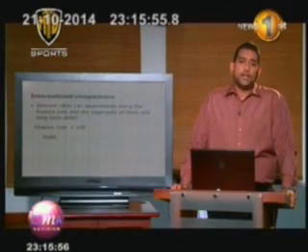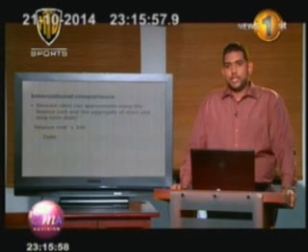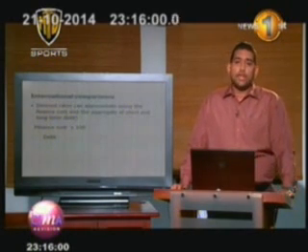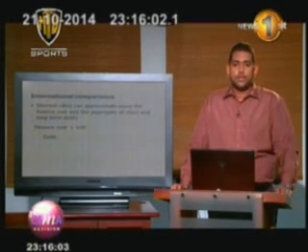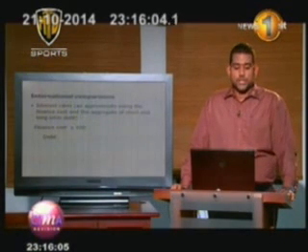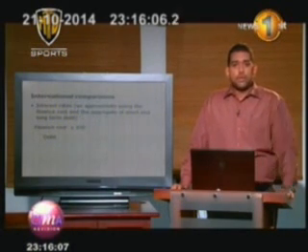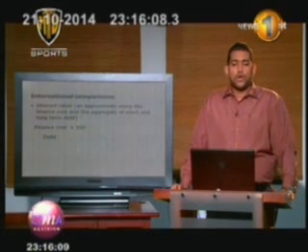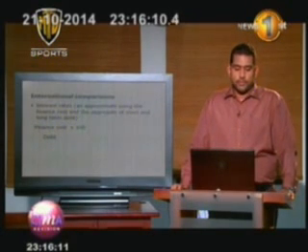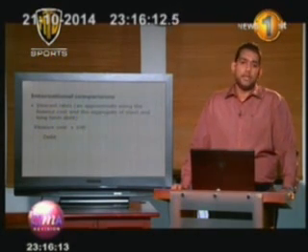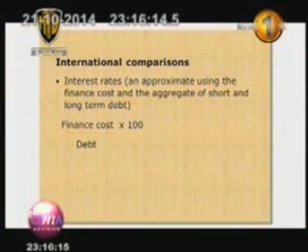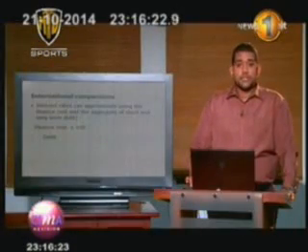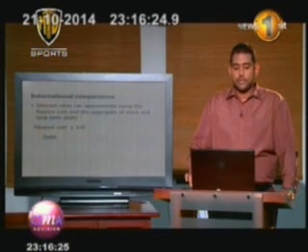Sometimes we have comparisons to be done internationally, where two organizations are there in different countries. You are supposed to compare the two organizations. In such situations, you might have to compare interest rates. Now, how to get an understanding about the interest rate? Interest rate can be approximated. You can calculate the approximate interest rate by using the finance cost and the debt factor for the organization. Take the finance cost, divide it by debt, and take it as a percentage to get your interest element.